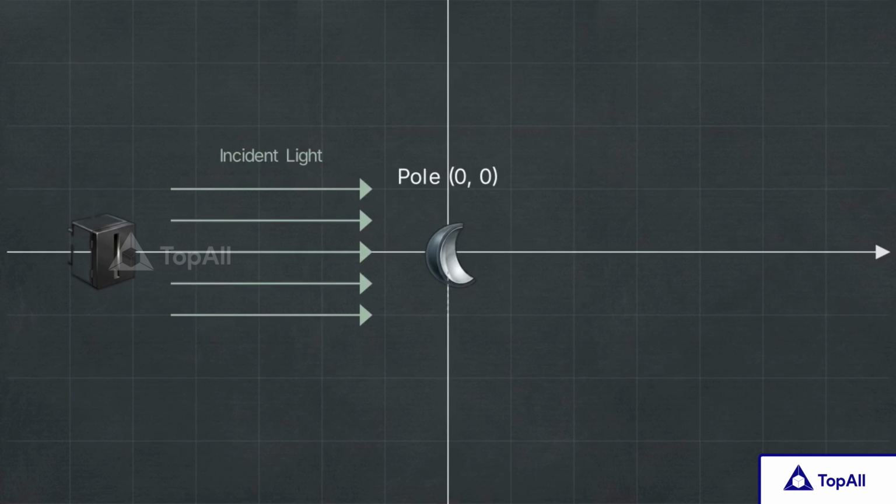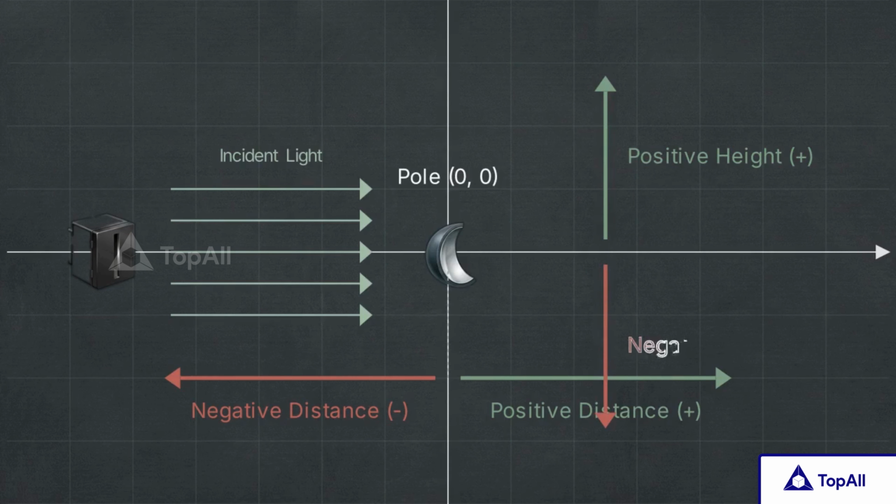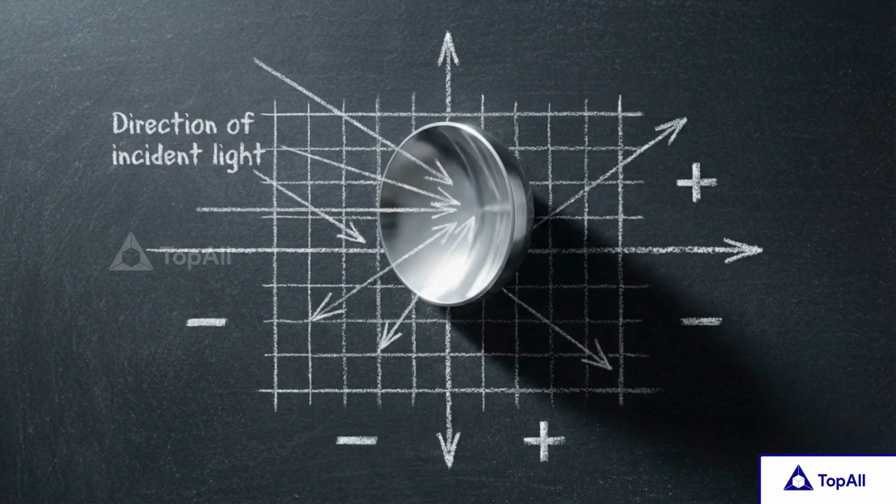Next is the x-axis rule. The direction that the incident light is traveling dictates the positive horizontal direction. If light travels from left to right, the right side of the axis is positive. Conversely, any measurement taken against the flow of incident light dictates a negative horizontal direction. For the y-axis, heights measured upward from the principal axis are universally positive, and heights measured downward are strictly negative. By locking the optics to these axes, the problem transitions from a subjective sketch to an objective mathematical graph.